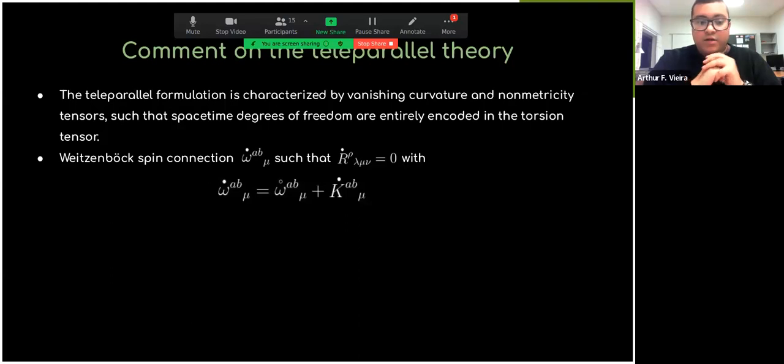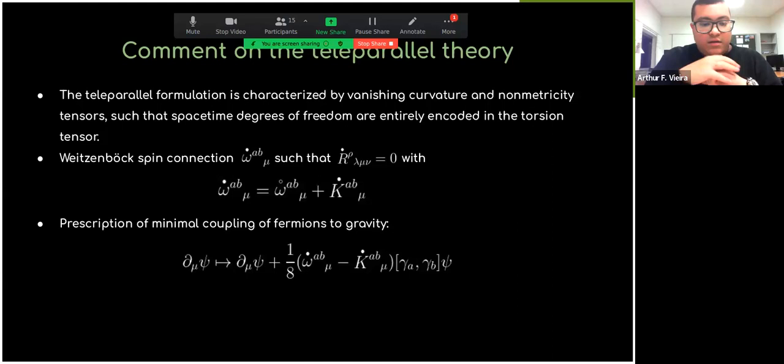And you can define a special spin connection, which is called the Weitzenböck spin connection, which I'm denoting here with a closed, full circle on top. In terms of this spin connection, you can compute the curvature, and this curvature turns out to be 0. But there is a relation between this Weitzenböck spin connection and the Levi-Civita spin connection, which is given by this equation right there.